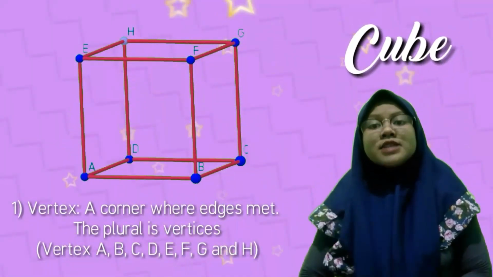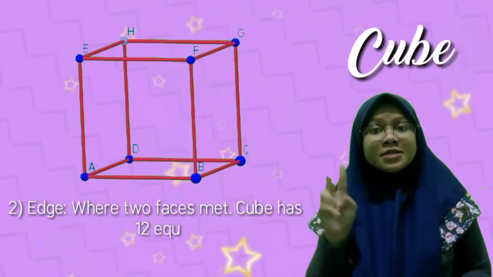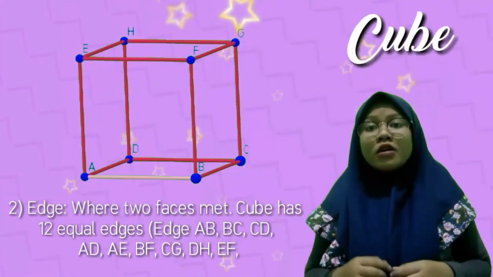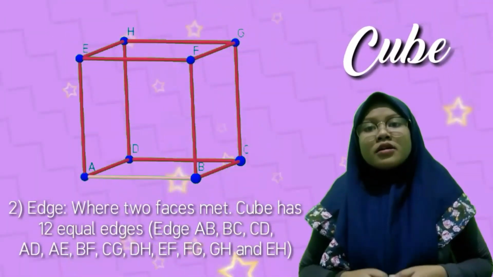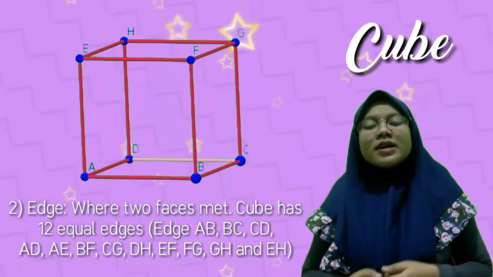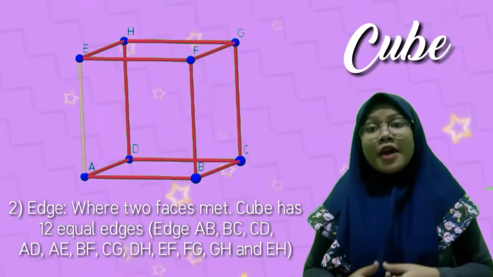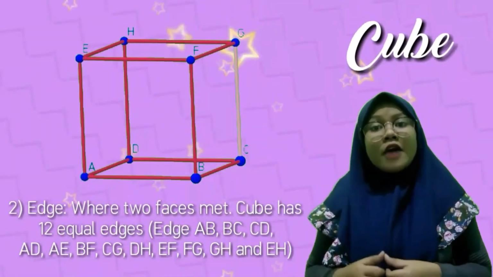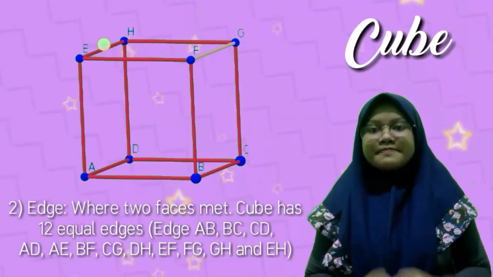The second is edge, and an edge is where 2 faces meet. For example, a cube has 12 equal edges. For example, AB, BC, CD, AD, AE, BF, CG, DH, EF, FG, GH, and EH.